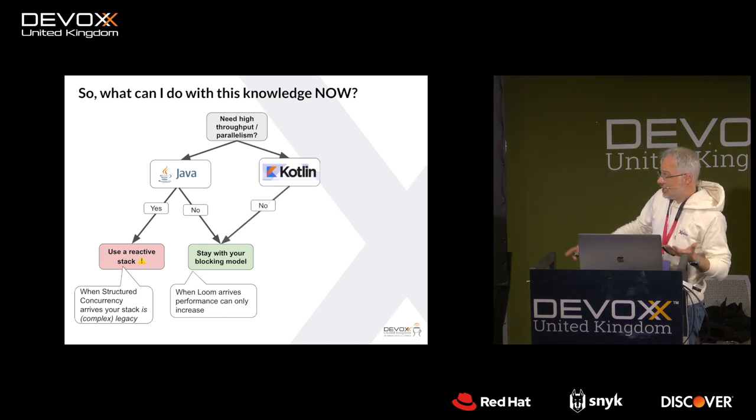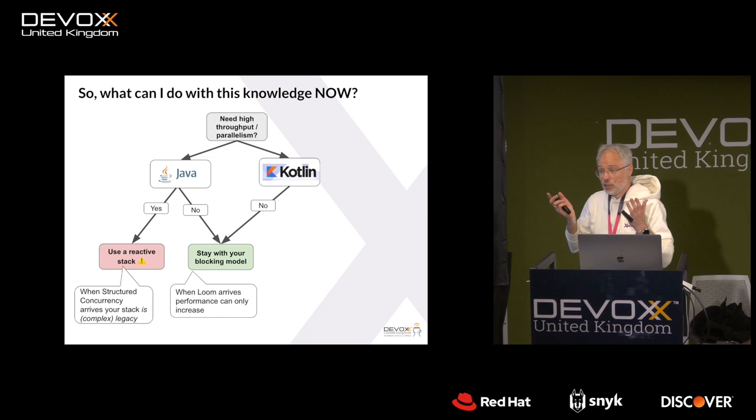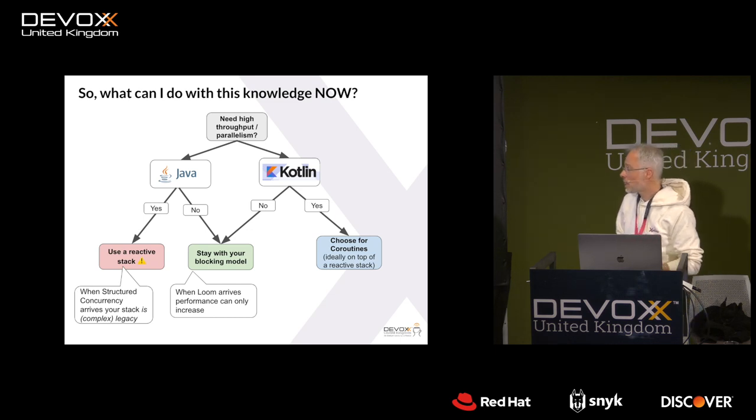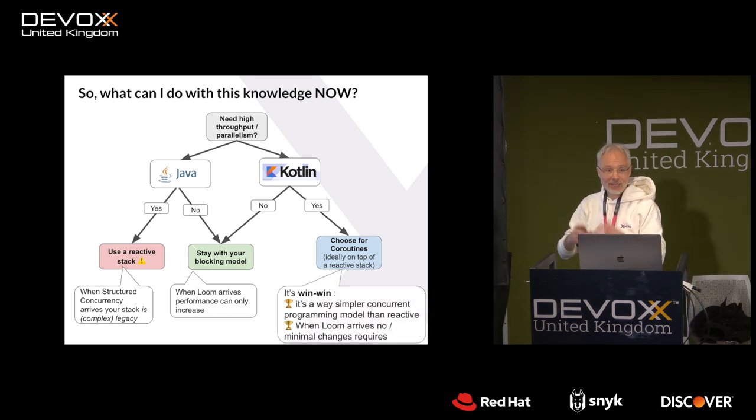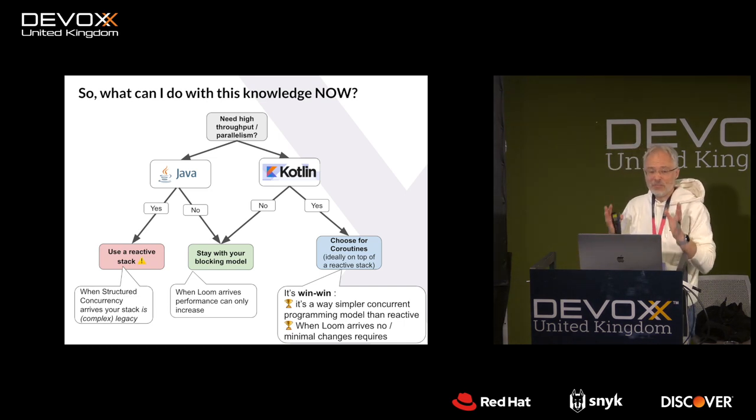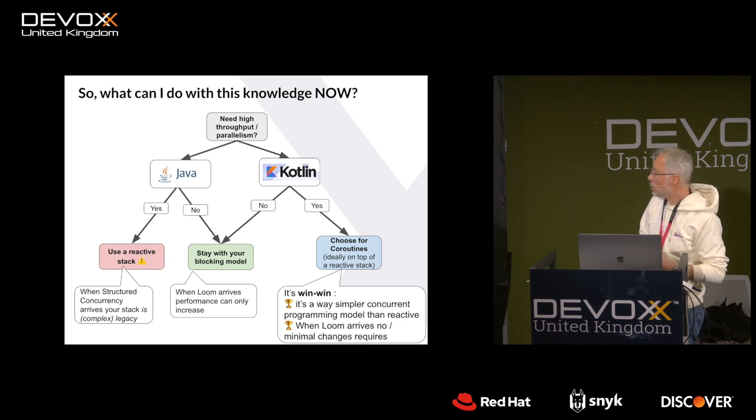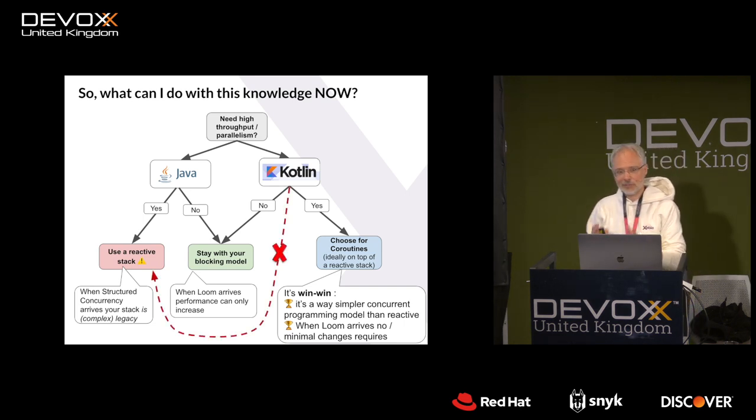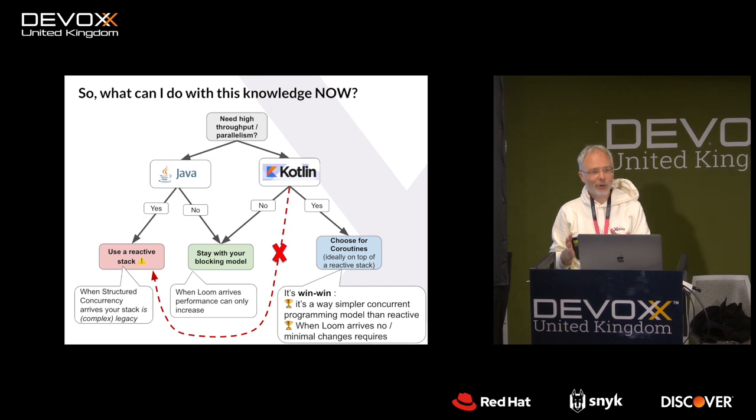When it comes to Kotlin, the same applies. If your blocking model does the job, use your blocking model. It's simpler. You get the same boost with Loom. Otherwise, I would definitely always opt for coroutines, because we've seen that Loom will complete coroutines. And also today, it is a much simpler programming model compared to, for instance, a reactive stack like Reactor. In other words, if you use Kotlin and have to make this decision now, don't use a reactive stack. Don't do that. You will just make your life unnecessarily hard, unless you like that, but I do not assume that.